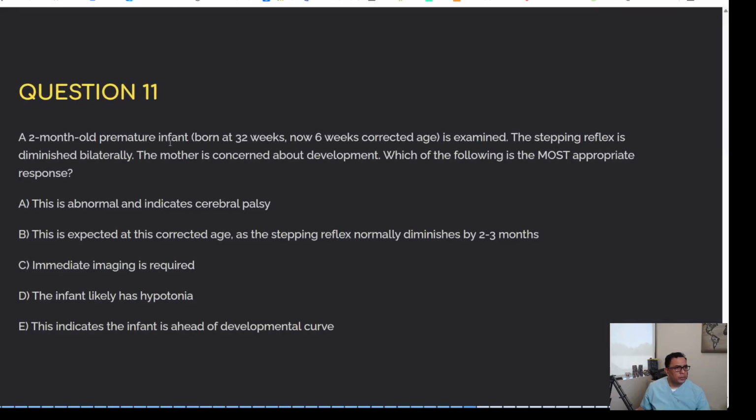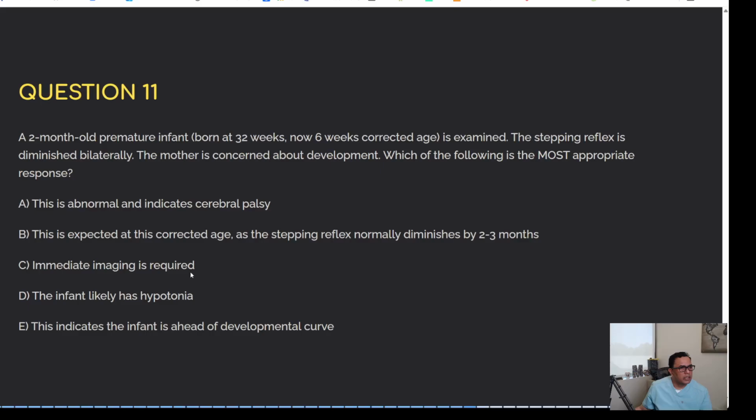A 2-month-old premature infant born at 32 weeks, now 6 weeks, is examined. The stepping reflex is diminished bilaterally. The mother is concerned about development. Which of the following is the most appropriate? A 2-month premature infant with a diminished stepping reflex. It's abnormal, indicates cerebral palsy, expected immediately.